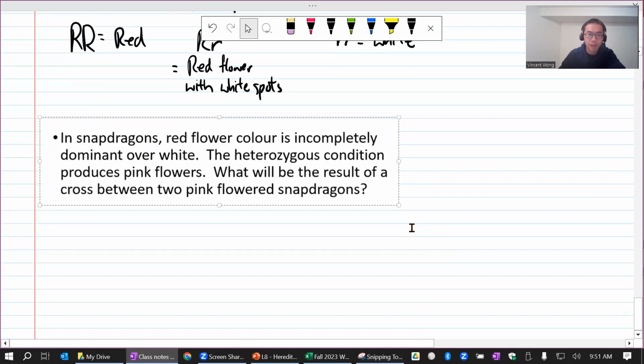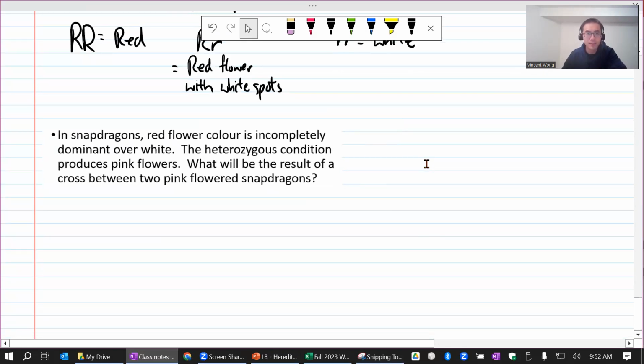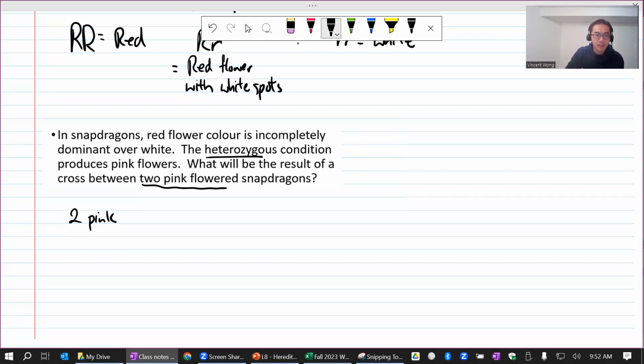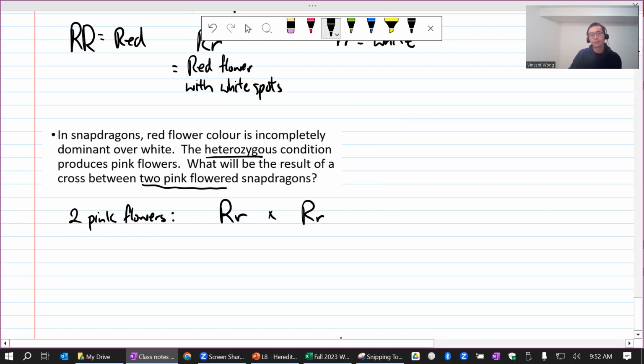So we have some flowers called the snapdragons. Again, it doesn't matter what they are. Where red is incompletely dominant over white. And then the heterozygous condition produces pink. What will be the result of crossing two pink flowers? Okay, so two pink. Pink is the heterozygous condition, right? That's what the question says. So two pink flowers. Right? That's like big R, small r, crossed big R, small r.